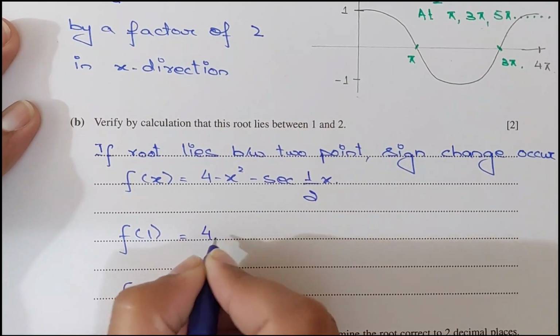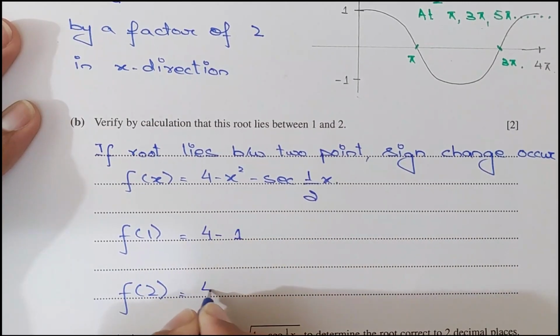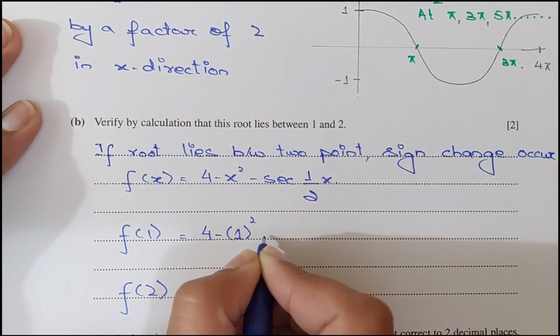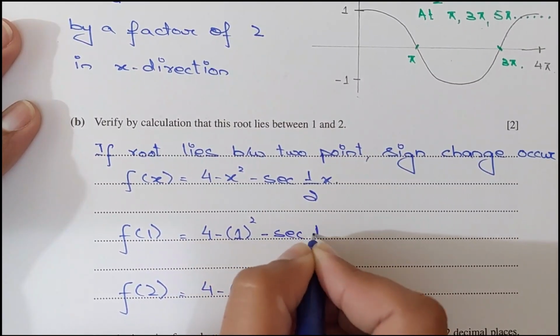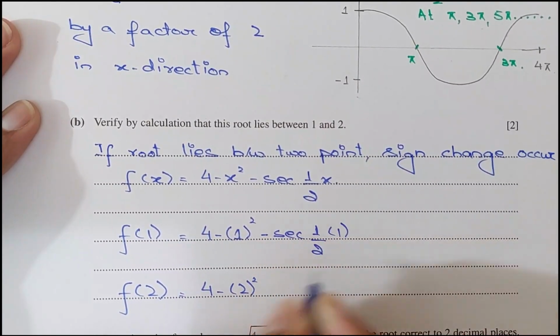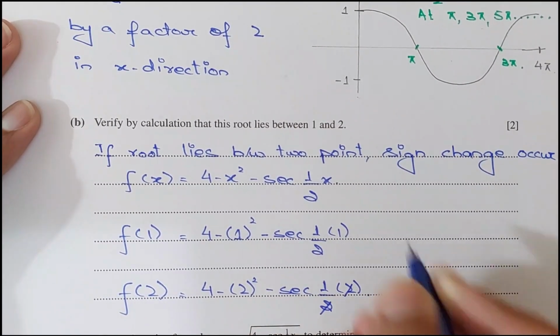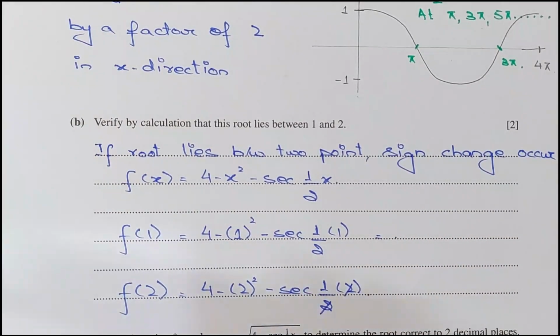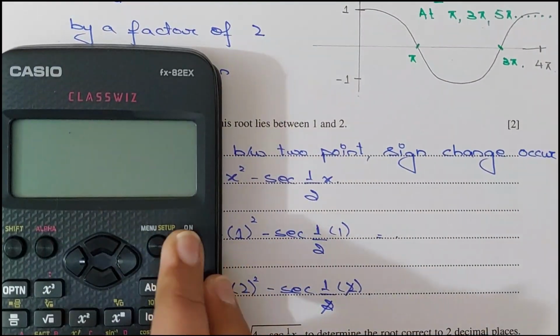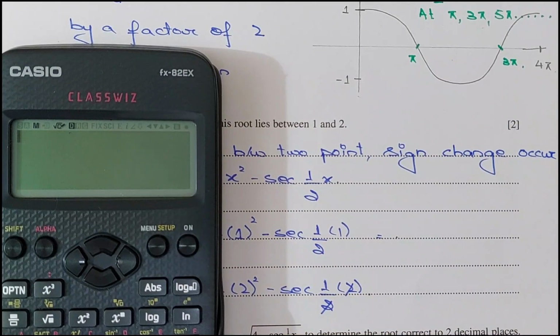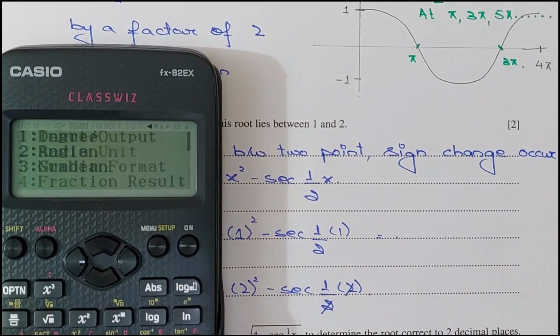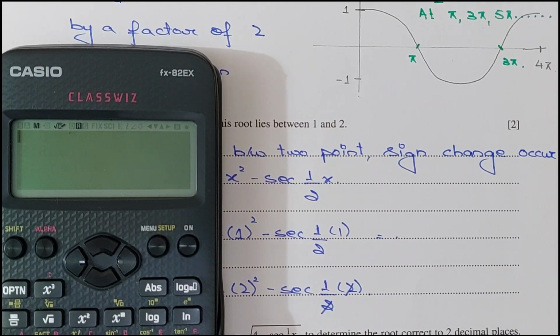Right, so 4 minus 1 and 4 minus 2 square, we have 1 square, minus secant 1 by 2 times 1, minus secant 1 by 2 times 2. So we can cancel the 2. If I can simplify, we have secant half. Secant is a reciprocal of cos. We can do this in radians because the domain is in radians for question number 1.